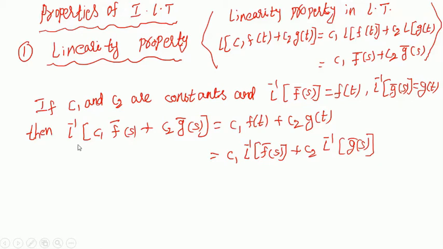We can apply the inverse Laplace transform to the individual functions and keep the constants outside of the inverse Laplace transform. That is, c1 into L inverse of f bar of s plus c2 into L inverse of g bar of s. Not only in the form of addition, if they are in the form of subtraction also, we can apply the inverse Laplace transform to the individual functions. But if they are in the form of multiplication, we cannot apply the inverse Laplace transform to the individual functions. Even if they are in division form also, we cannot apply it, right? So these are the points we have to know under the linearity property.